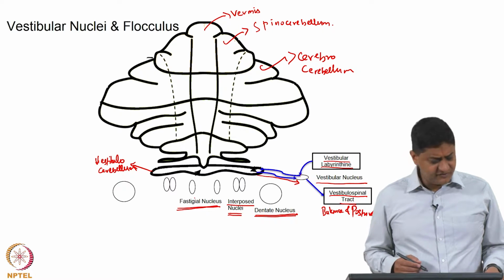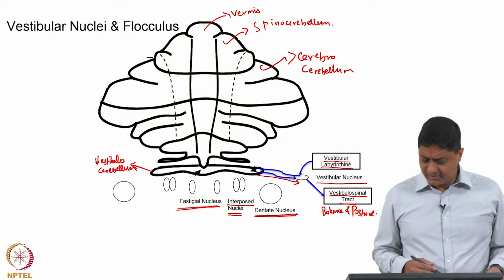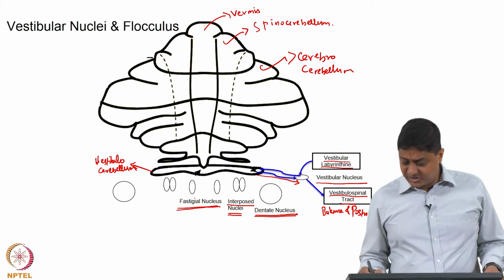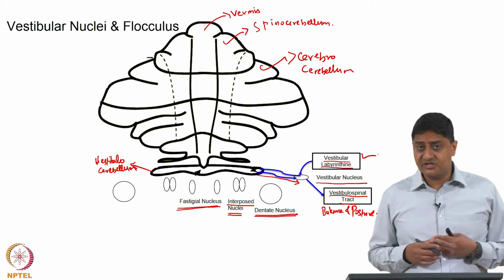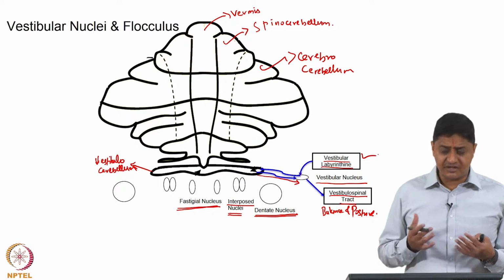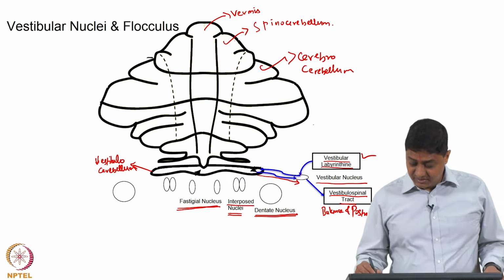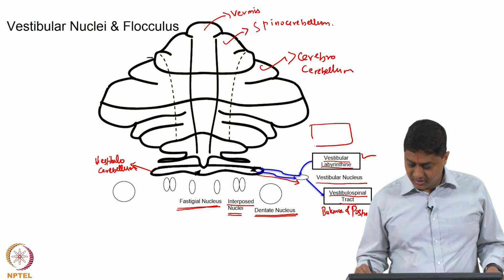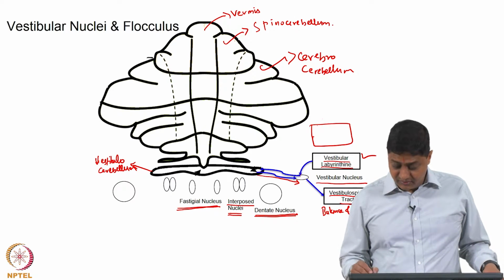What is the nature of information that is received by the vestibular cerebellum? Well, there are multiple information. One source of information is of course the vestibular system that sends information about position and orientation of the head, a very sophisticated gyroscope, so to speak. Other information not shown in this picture are from the visual information.